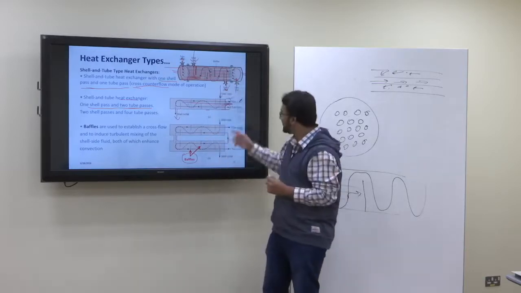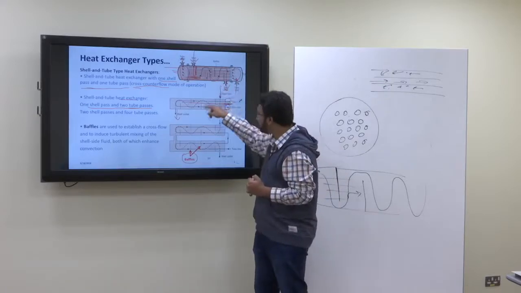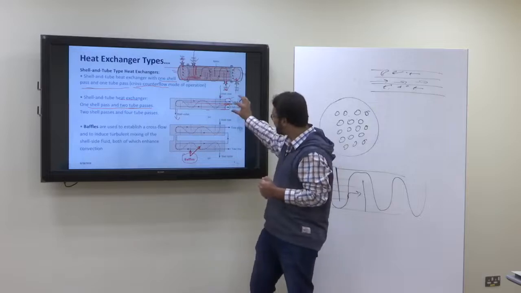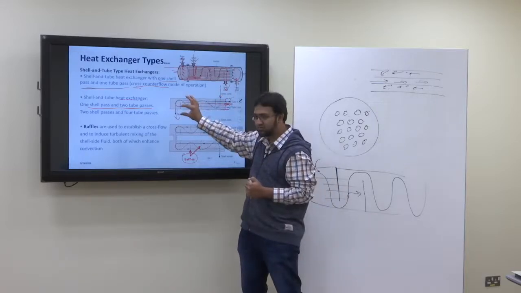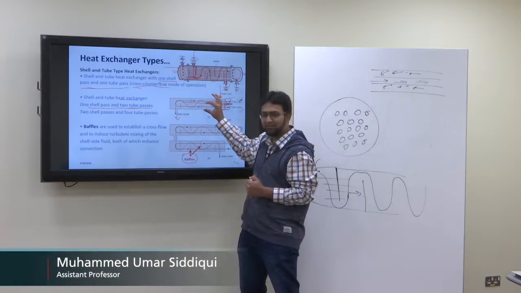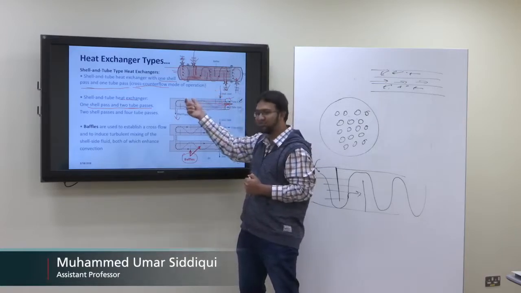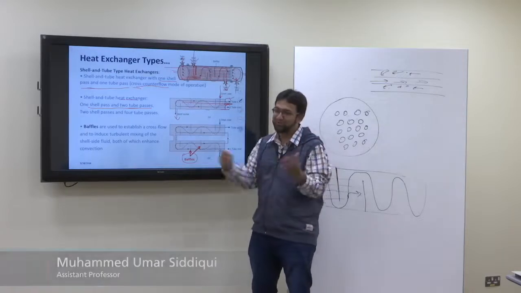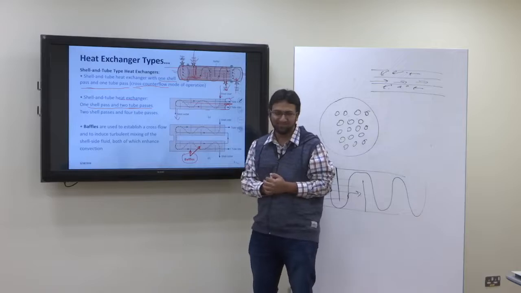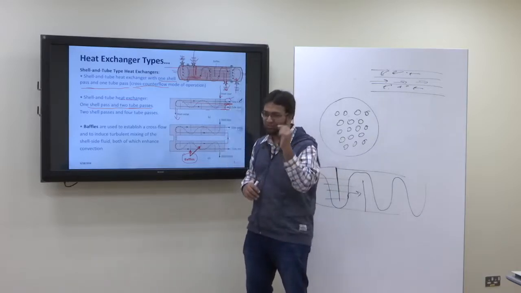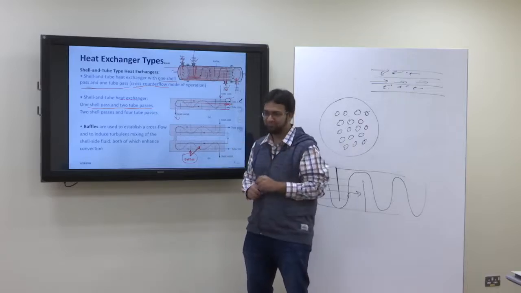For the shell side, because of the baffles, it's always cross flow. But on the first half of the tube pass, for the first pass, it is parallel. For the second pass, it is counter. So now we don't say parallel or counter, because both are occurring at the same time. It's just shell and tube heat exchanger, one shell pass, two tube passes.